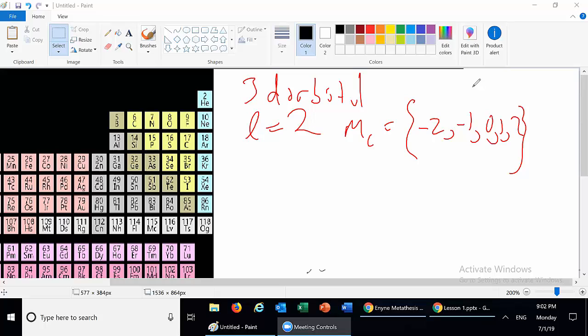Now remember the Pauli exclusion principle says that the spin of the electron is either plus or minus 1/2. So this means that in each orbital, we can put 2 electrons in, right? Because we can have a plus 1/2 electron and a minus 1/2 electron. Does that make sense?